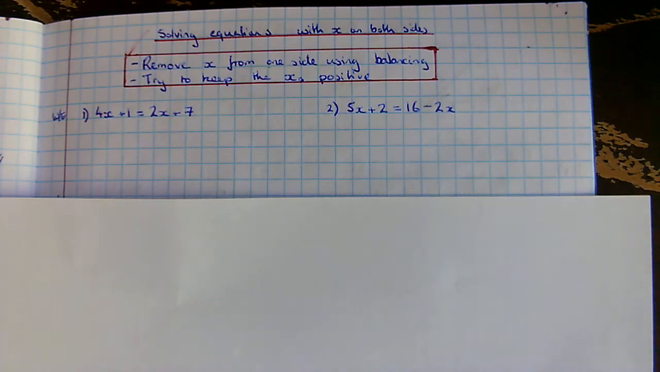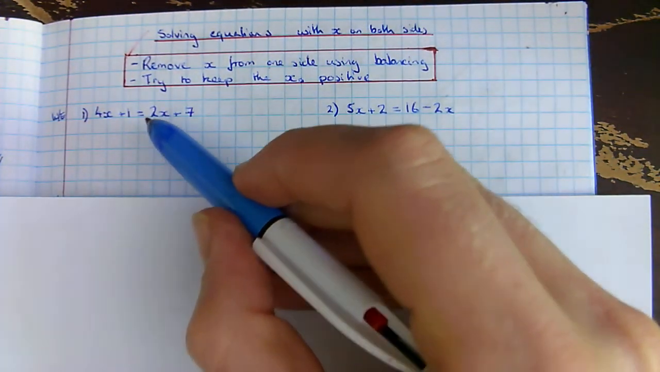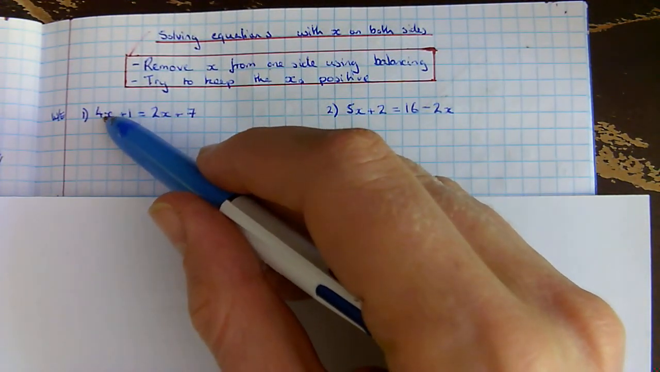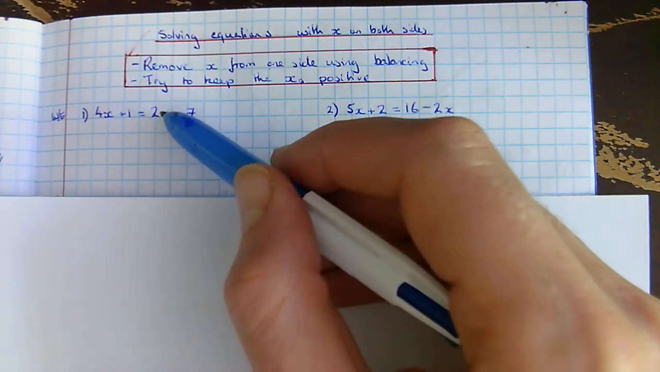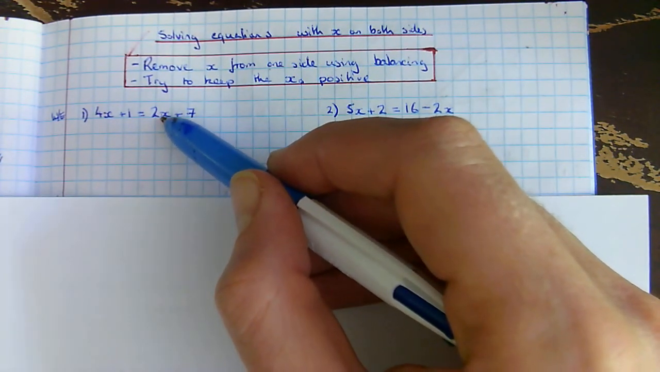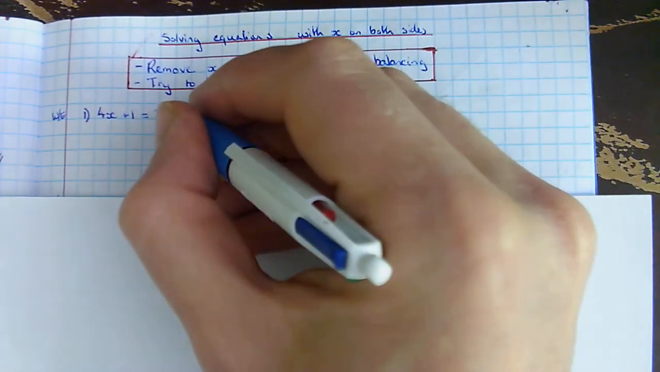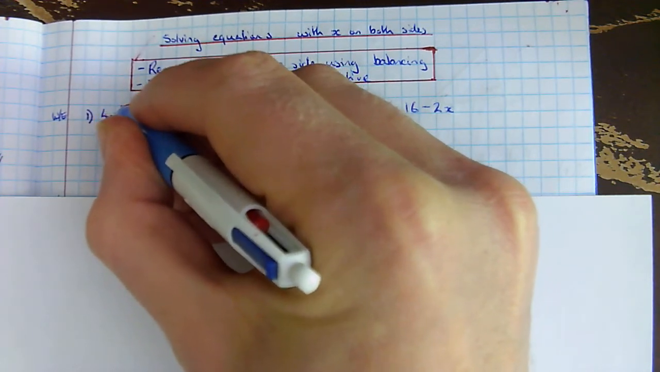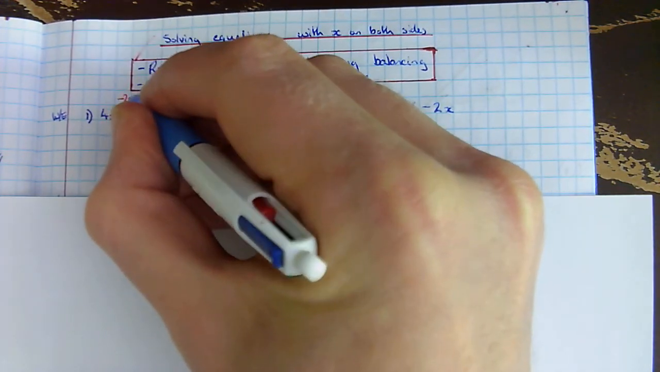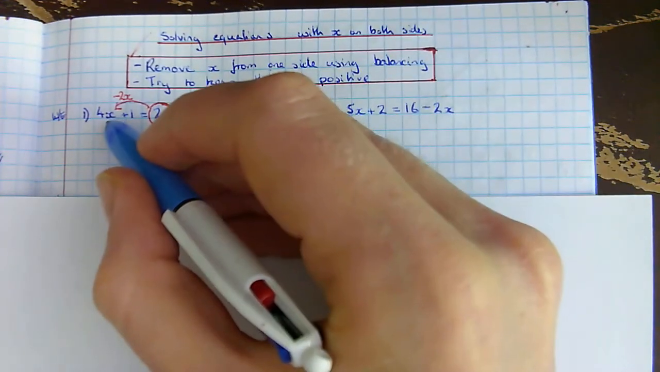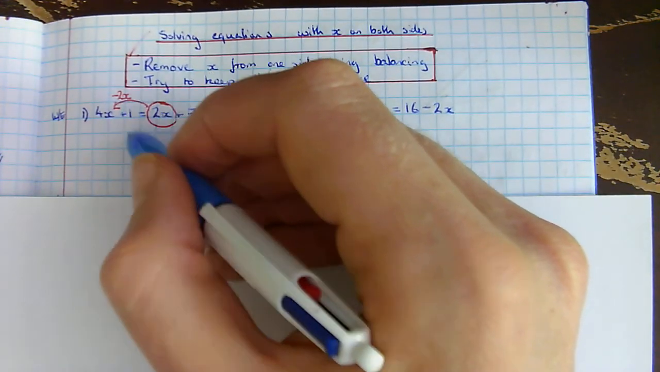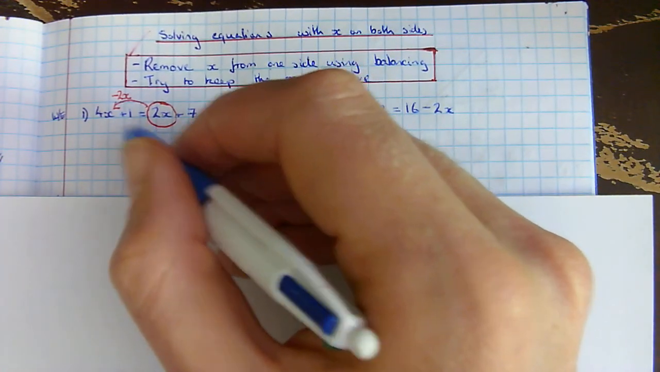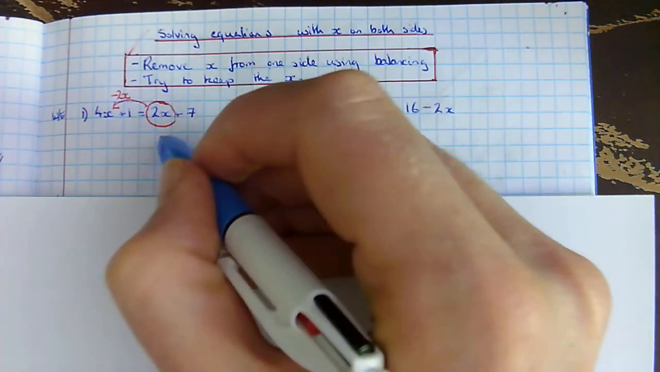So if we have a look at this first example, I could choose to bounce my 2x to the left hand side, or I could choose to bounce my 4x to the right hand side. Now, when I bounce this over, because it's positive, it's going to become negative. So here, when I bounce this over to the other side, it's going to be a minus 2x. Now, here, I'd be left with 4x minus 2x. Now, I like that because that gives me positive 2x. If I'd gone the other way around, I'd have ended up with a negative.